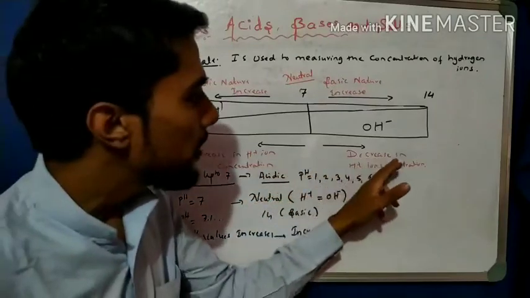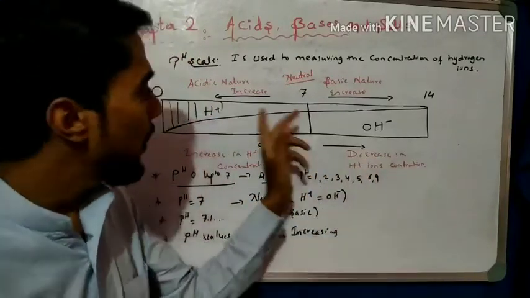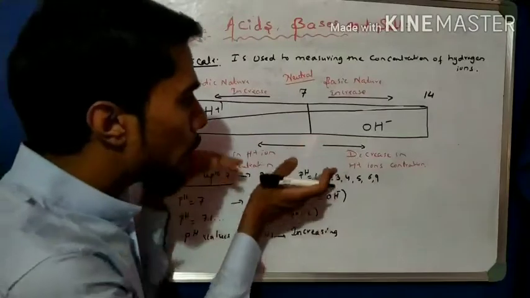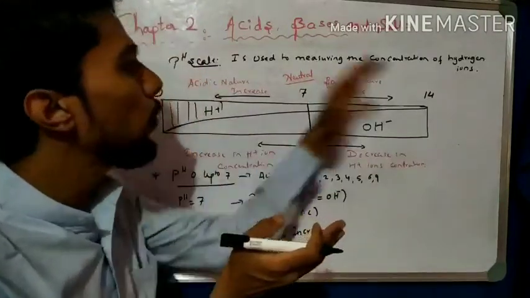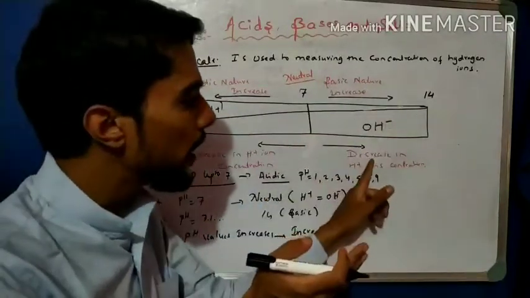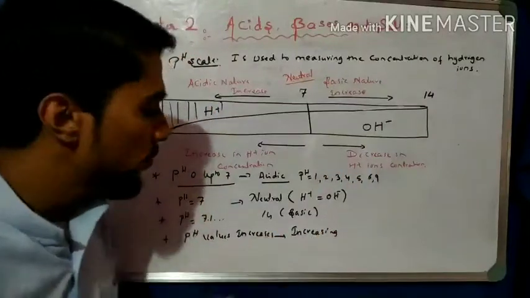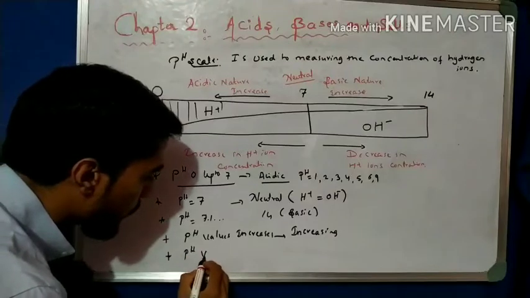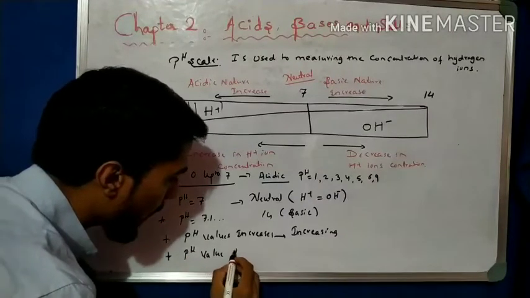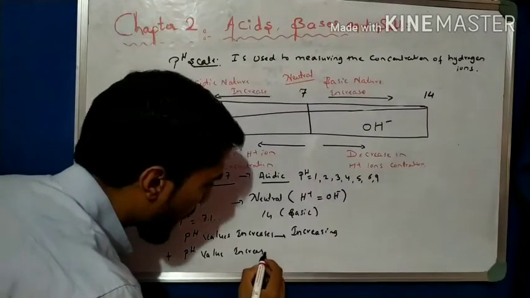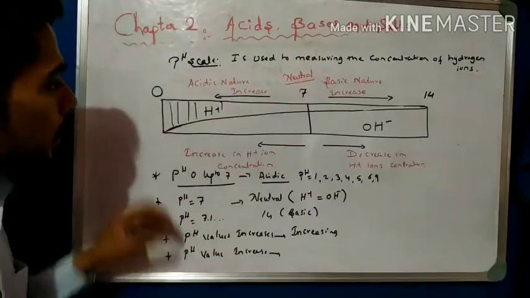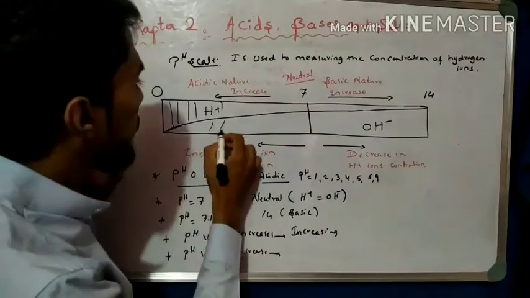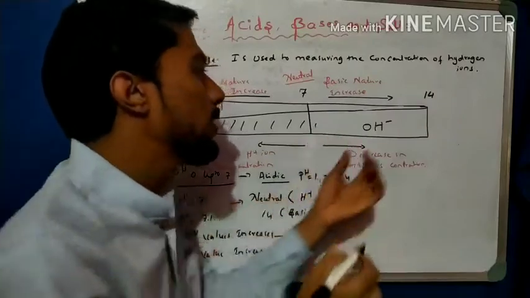This decrease in the H plus ion concentration means that when we go in this direction, toward the arrow mark, 0 to 14, the pH value increases and we observe a decrease in the H plus ion concentration. Next, observe that the pH value again increases. See here, this area is called the area for OH minus.